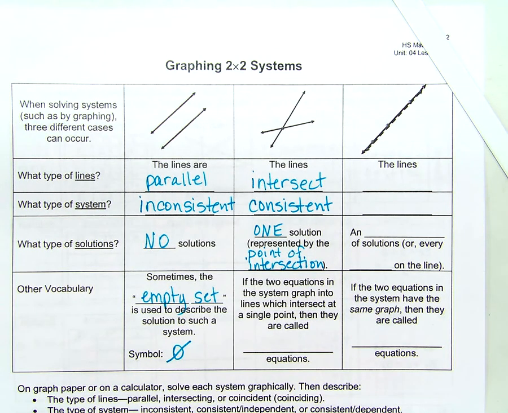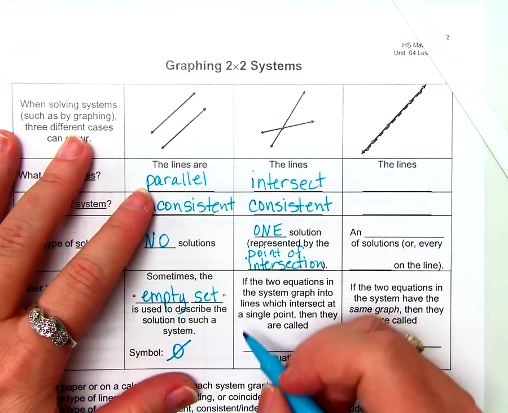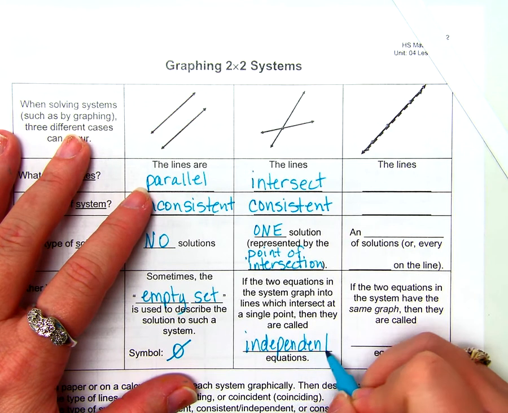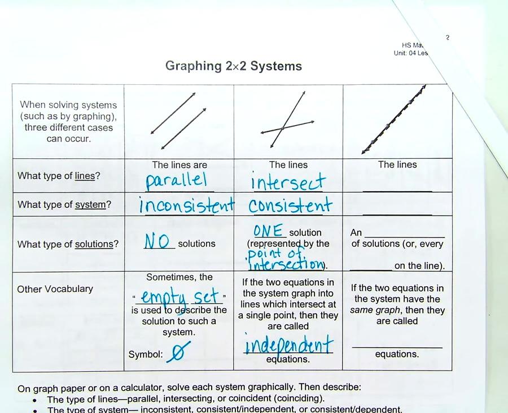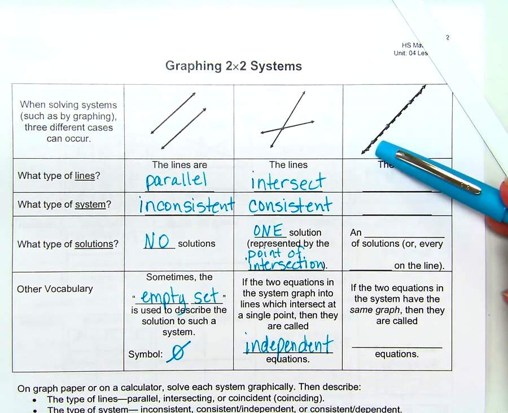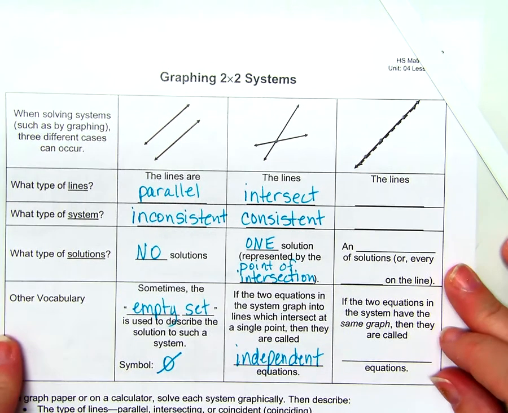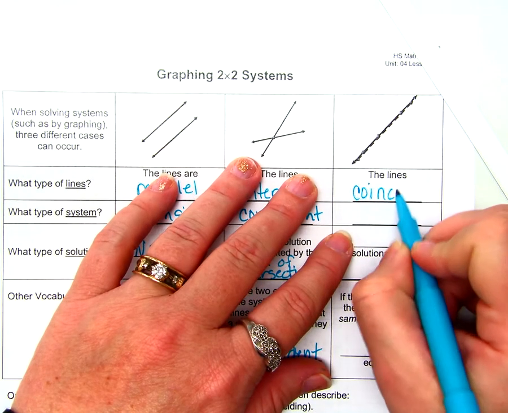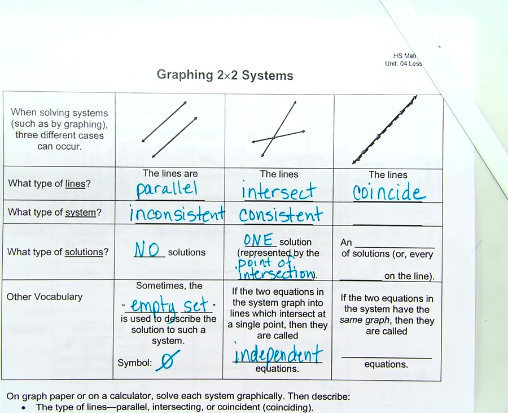If the two equations in the system graph into lines which intersect at a single point, then they are called independent equations. Again, we'll talk about it in a minute. I'm just trying to get you the vocabulary first. Okay? Last column. Do you see both lines there? Okay? It's meant to be that way. Okay? These lines coincide.